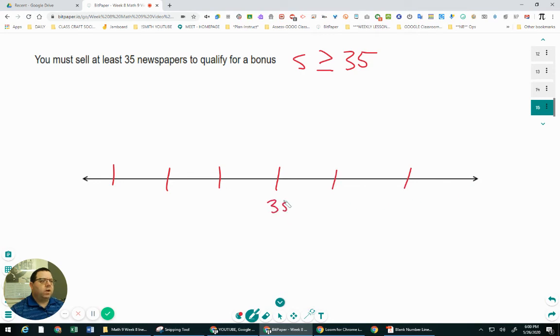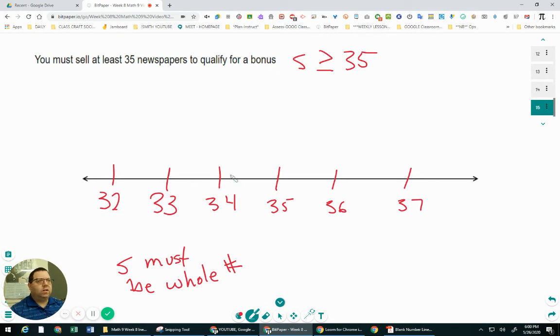And say 35, 36, 37. Again, you're going to have to limit your sales. S must be a whole number. You should acknowledge that, okay? Why? Because you're not going to sell 34 and a half, right?